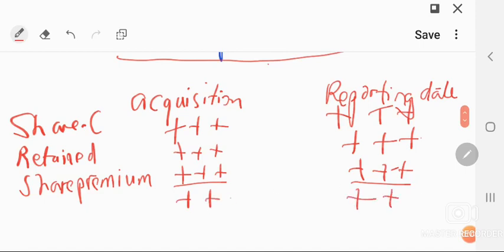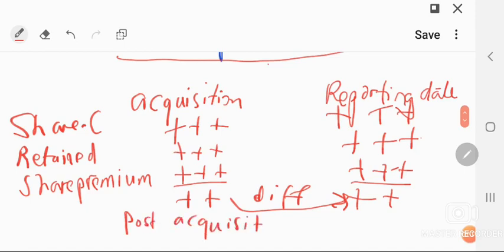Then the difference of these two. The difference of these two gives you what? This is what they call post acquisition profit. Take note of this word, it's very important in this consolidation. Post acquisition profit, very important. The difference of the two, the total for reporting date and the total for acquisition date, is what they call post acquisition profit. Let's get that straight.